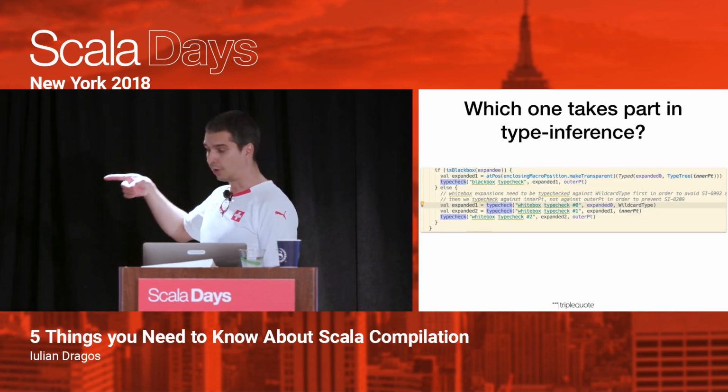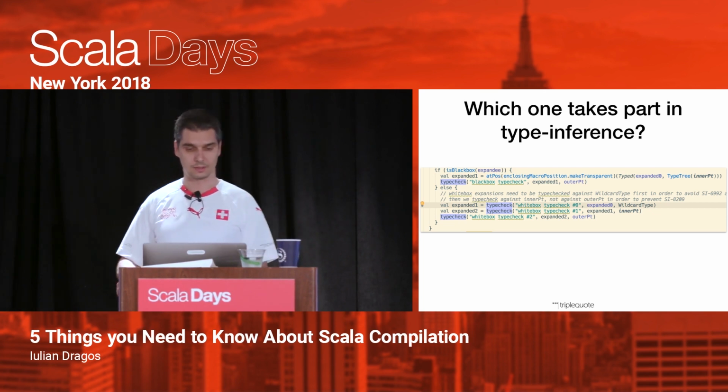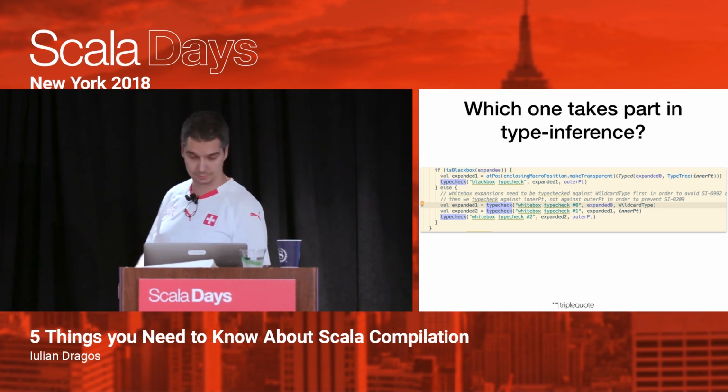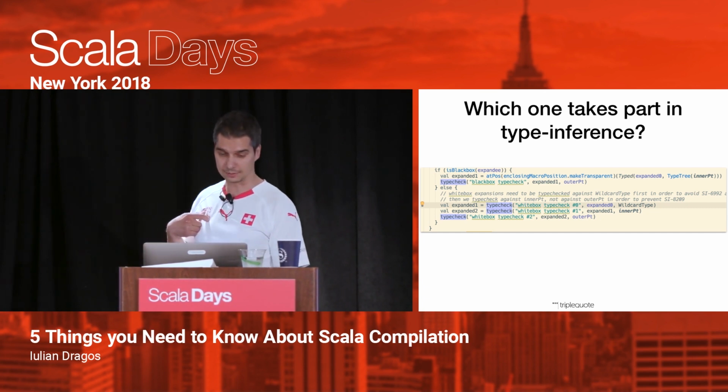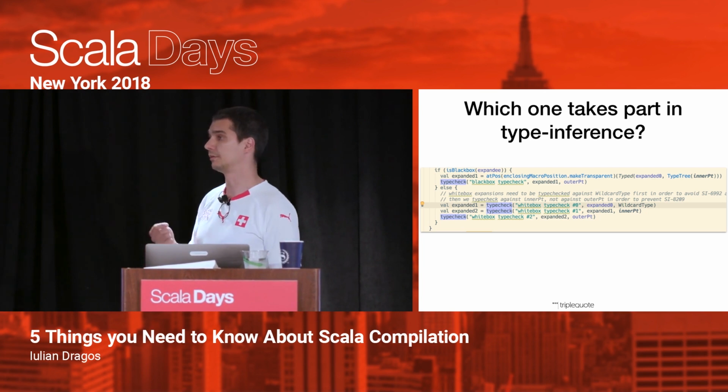So this is a screenshot from the actual source code of the Scala compiler. You can easily see that the black box one is type checked by invoking the type checker just once, while for a white box one, it goes through 3 rounds.